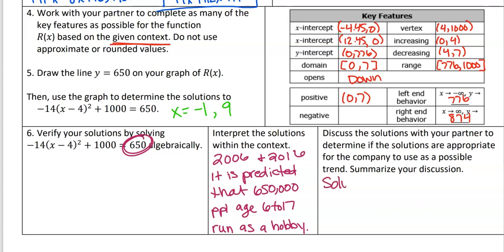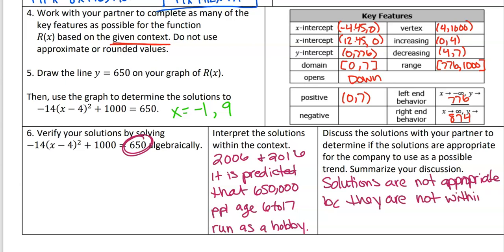Okay? So the solutions are not appropriate. Neither one of them are, because they are not within the constraint of 2007 to 2014. The model starts at 07, and they only care about 07 to 14. They don't care about 2016.